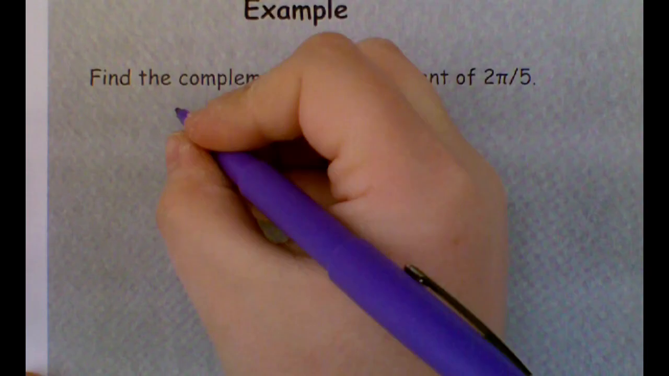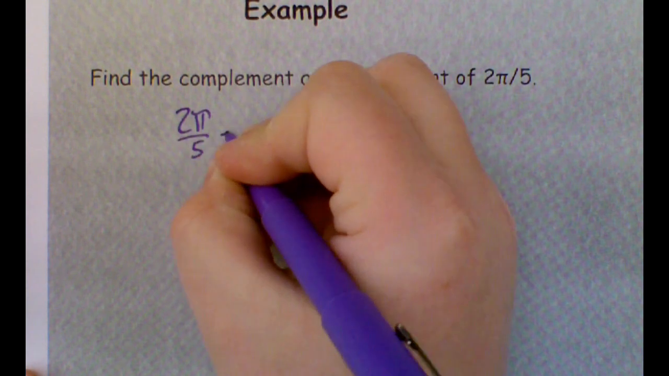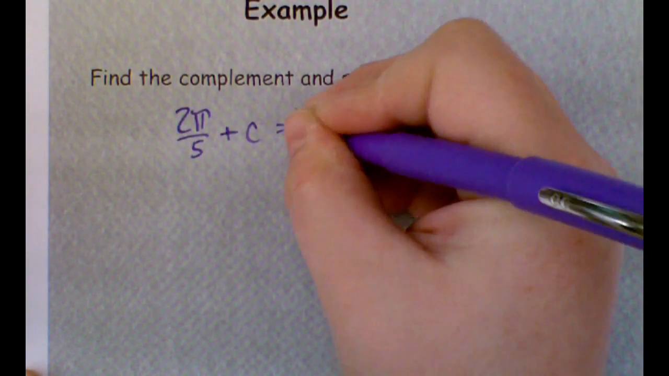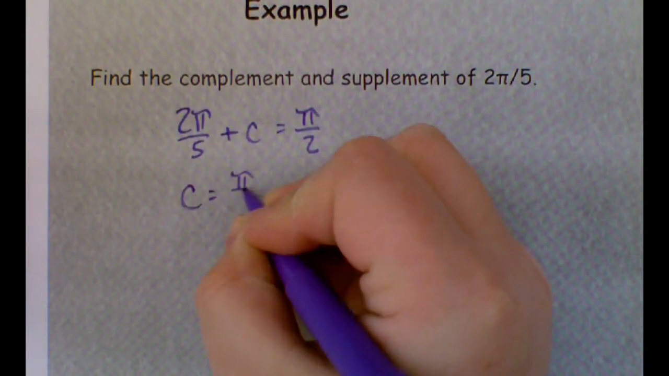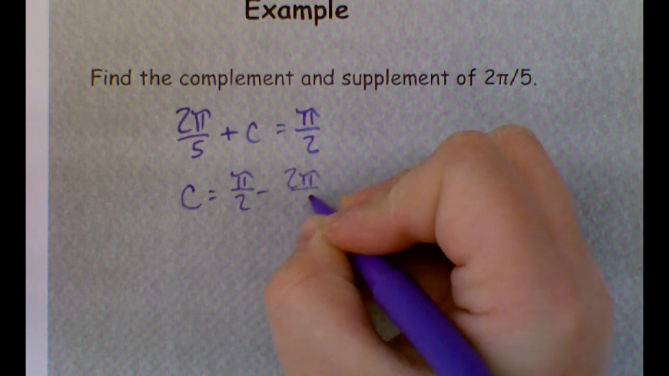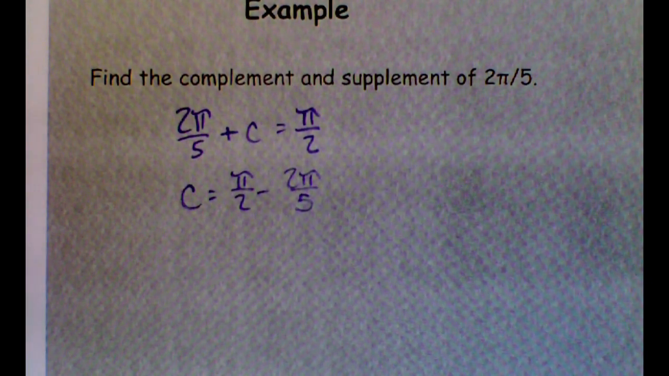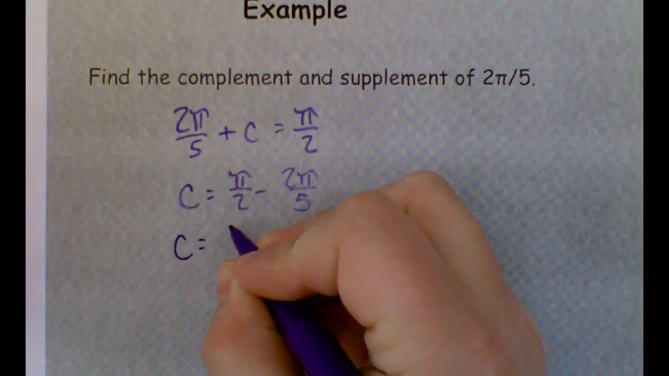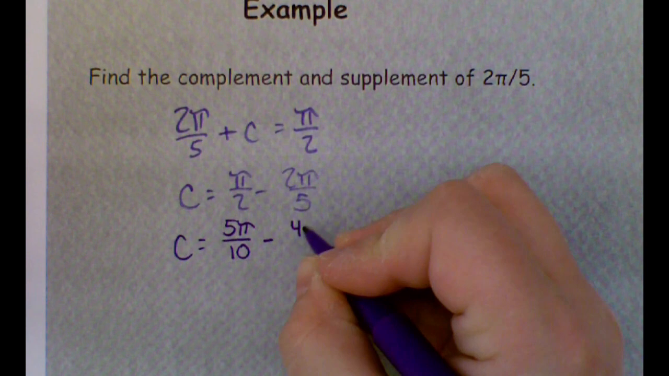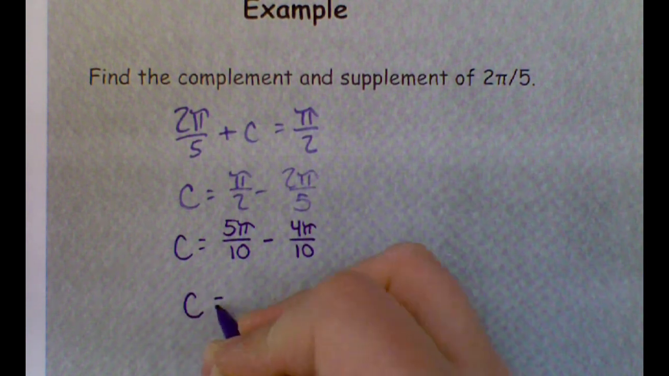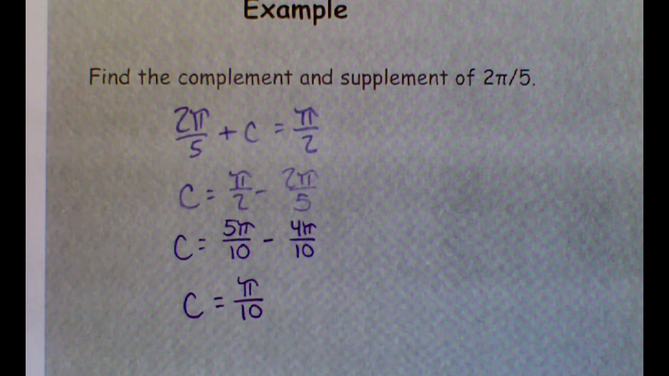So if I want to find the complement and supplement of 2 pi over 5, well, the complement is 2 pi over 5 plus, let's call it c, equals pi over 2. I'm obviously going to subtract that 2 pi over 5. So we have pi over 2 minus 2 pi over 5. Now I need a common denominator, right? Let's go 5 pi over 10 minus 4 pi over 10. Our complementary angle is pi over 10.